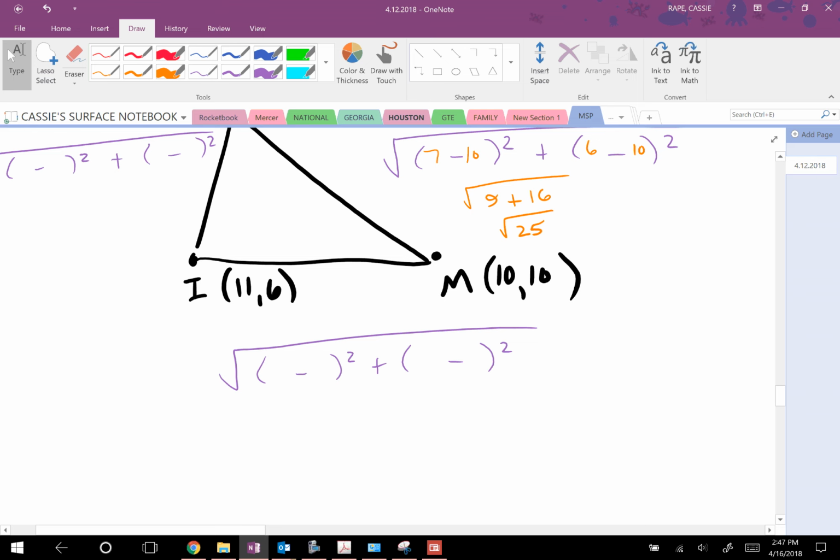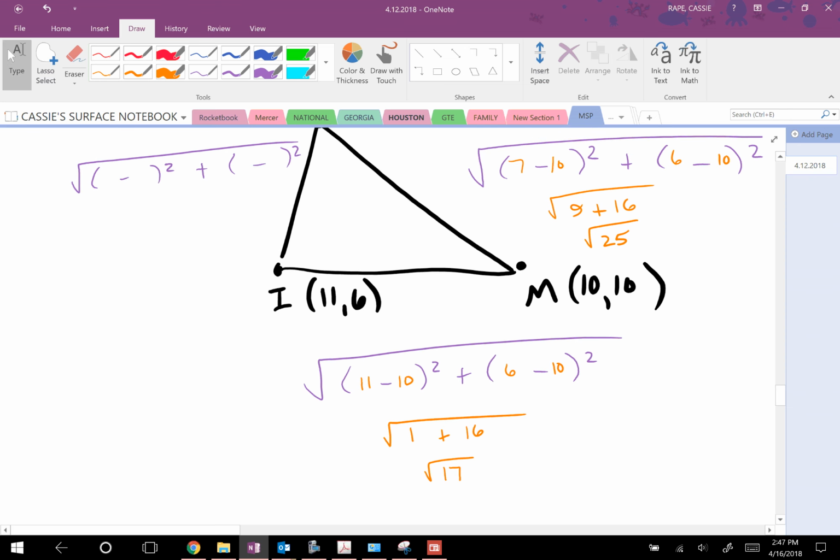So, okay, from I to M, it's 11 and 10 for the x's and 6 and 10 for the y's. 11 minus 10 is 1. Quantity squared is 1. Plus 6 minus 10 is -4. Quantity squared is 16. So this is the square root of 17.